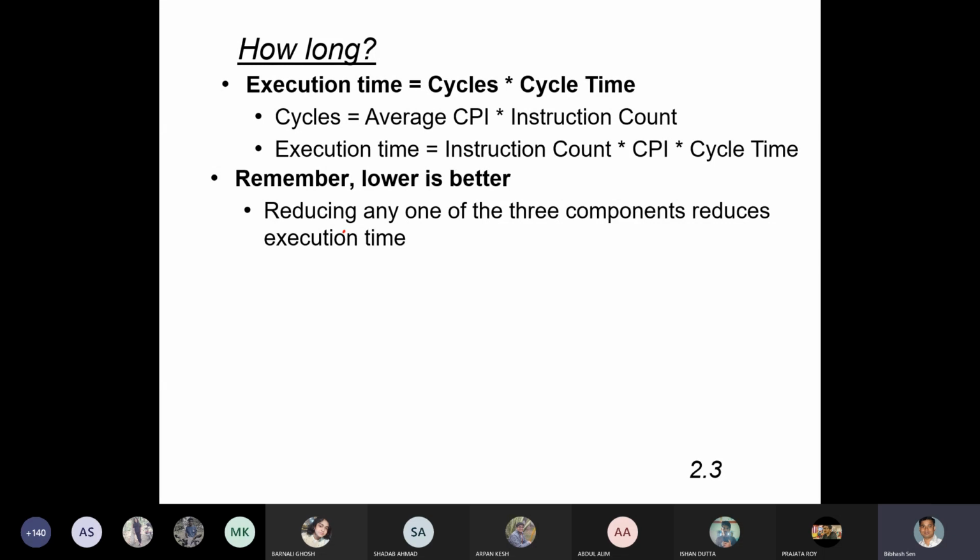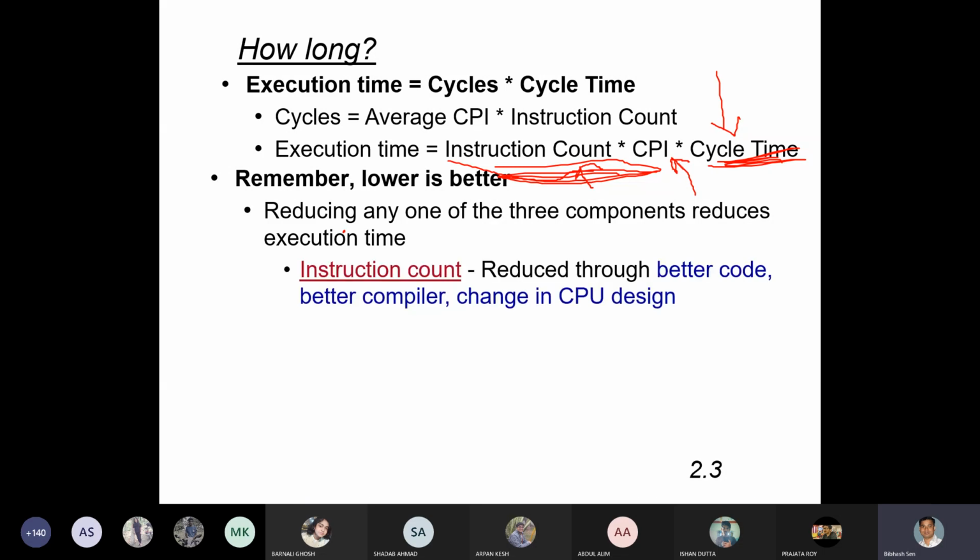Now, reducing any one of these three, either the instruction count, the number of instructions, or the CPI, cycles per instruction, or you can reduce the cycle time. Mainly the reduction of cycle time depends fully upon the hardware. But the others are in our hand. So if you can reduce these two also, you can get a more beneficial effect. Reducing any one of these three components reduces the execution time.